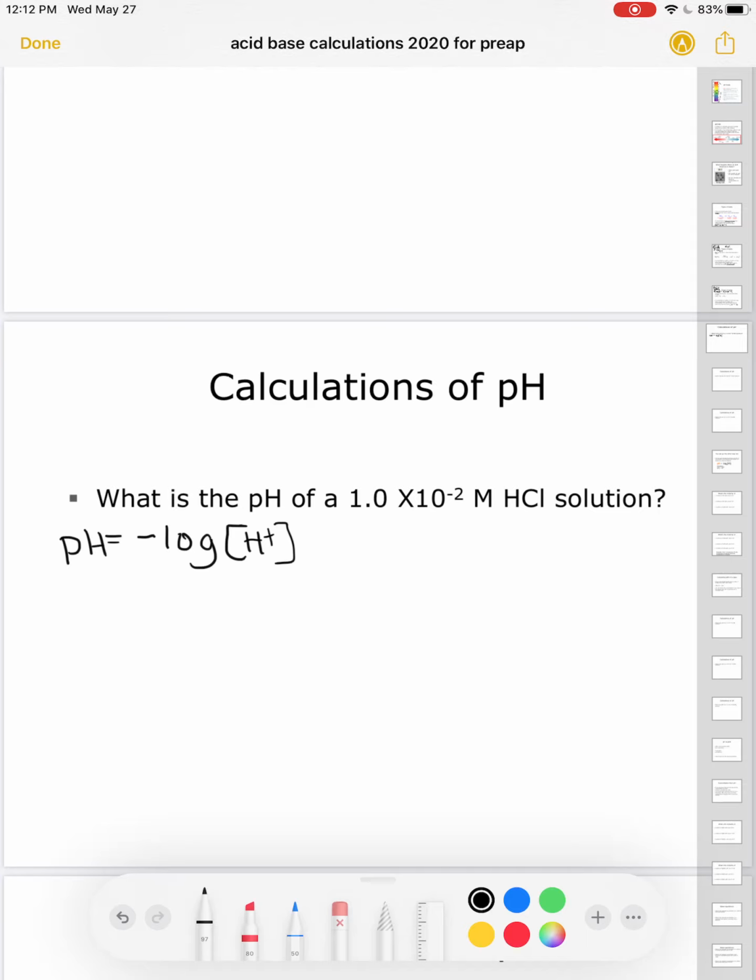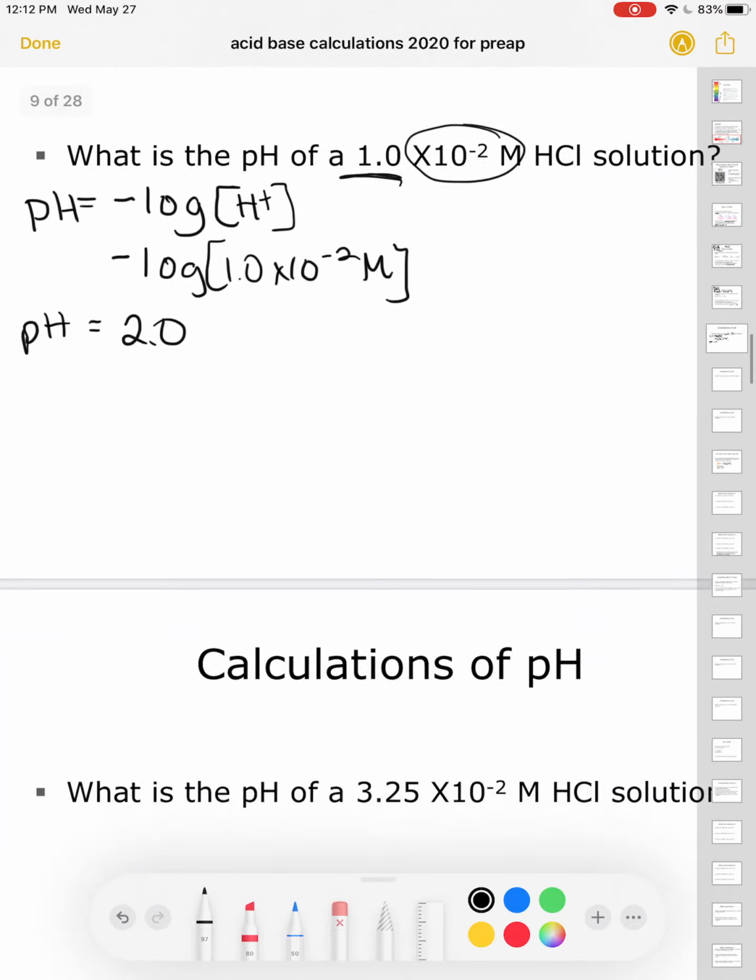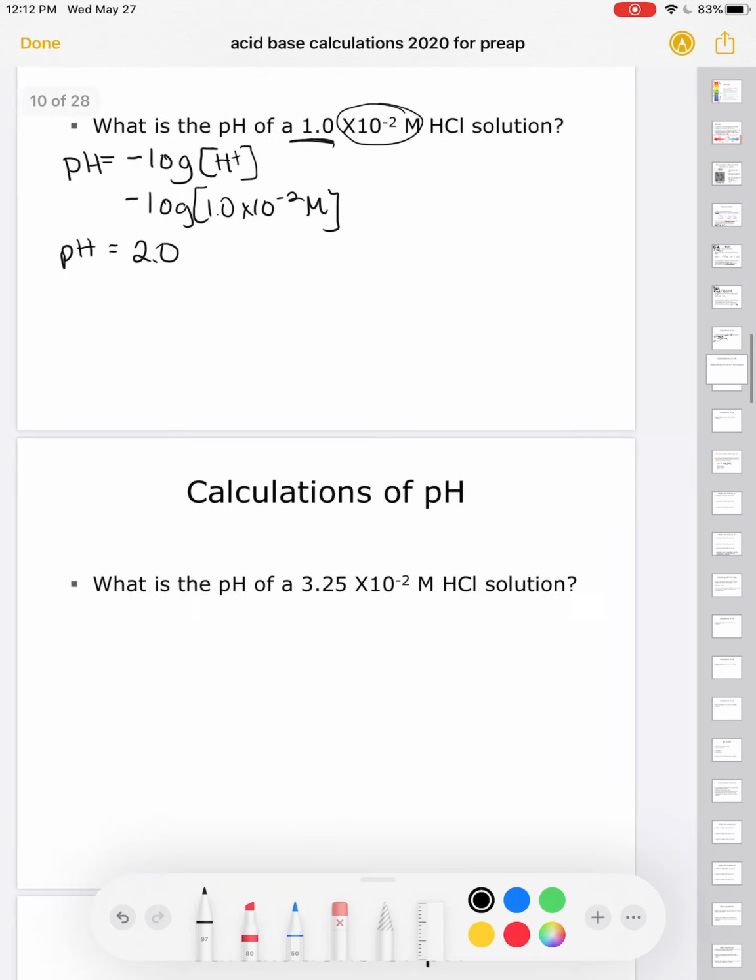So, and guys, look at this. My base is 1. So I really don't necessarily need to put this in the calculator, but I'm going to do it for fun because I like to have a lot of fun around here. Okay. My answer is going to be negative log of 1.0 times 10 to the negative 2 molar. So that's going to give me 2.0. And pH doesn't have a unit. Okay. Doesn't have a unit at the end. It's just the pH. Okay, so the molarity kind of disappears.